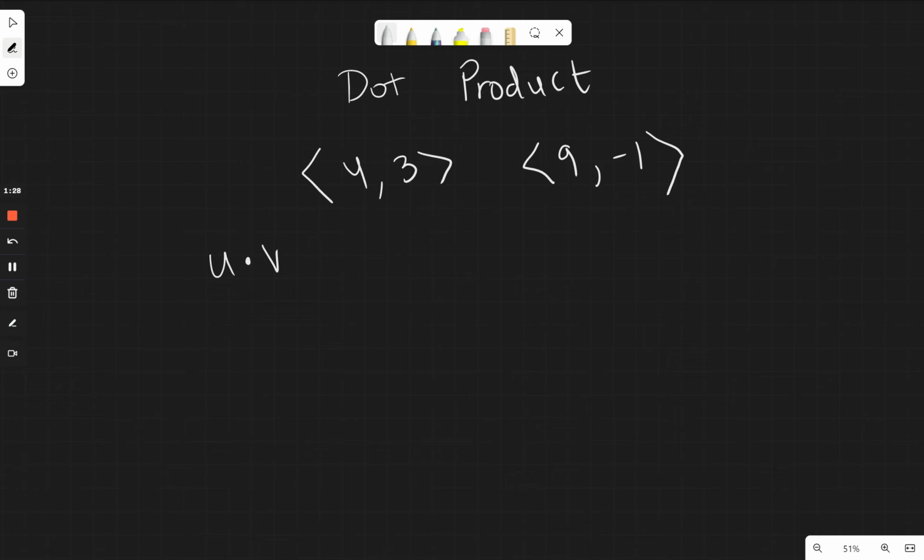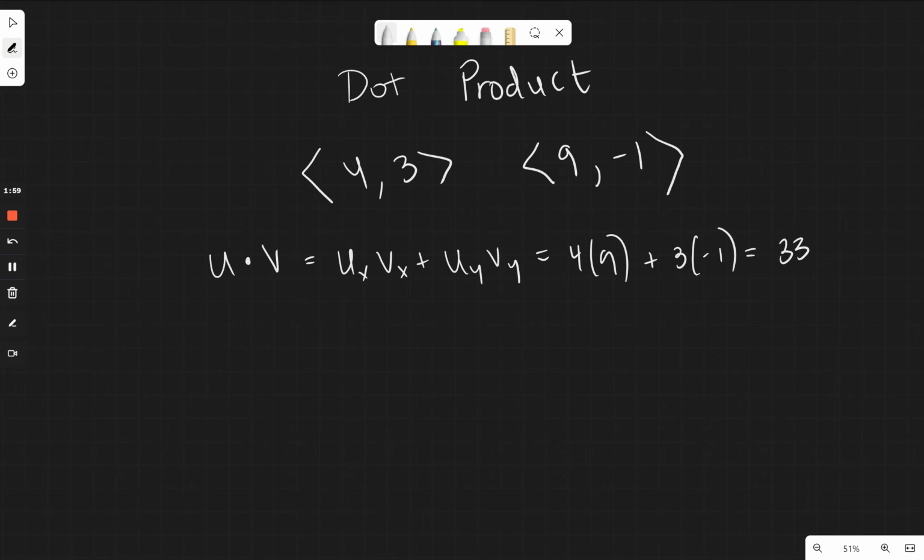You do this by multiplying the components together. You multiply the x components together, and then add the product of the y components, and you do that for however many components you have. So this would be u of x times v of x, plus u of y times v of y. In this case, this is 4 times 9 plus 3 times -1. This is 36 minus 3, or 33, which is not 0. And I'm sure you did not even need this formula to know that these vectors were not perpendicular.